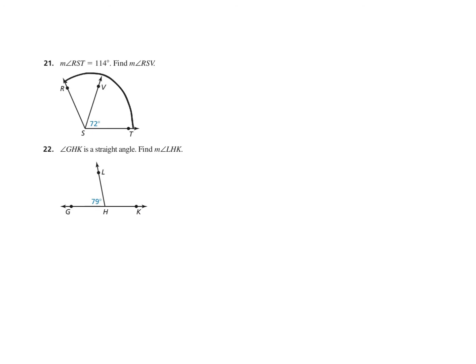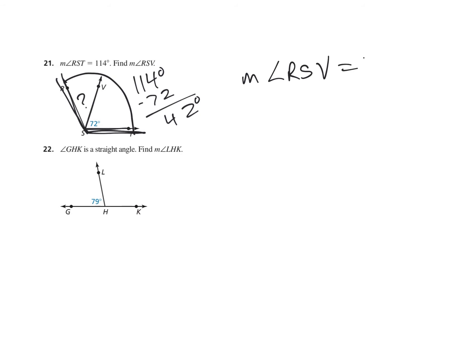Next. All right, RST is 114 degrees. So the whole thing, RST, is 114 degrees. What's RSV? That's this right here. Well, if you're taking the whole thing, take away the 72. So minus 72, and you get 42 degrees. That would be the measure of angle RSV is 42 degrees. That's how you should write your answer.